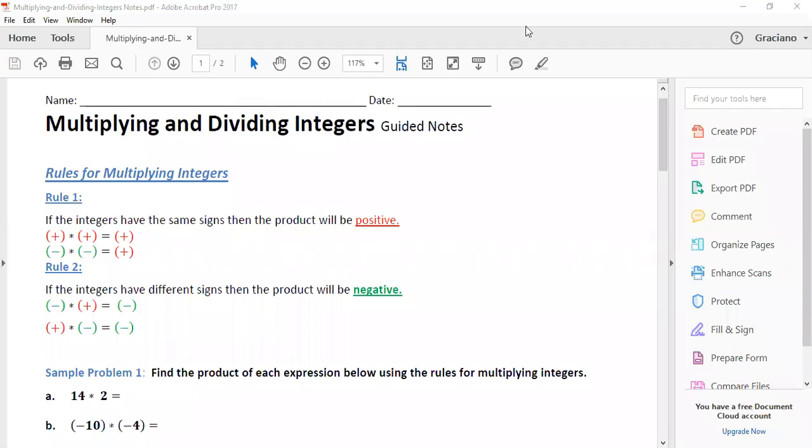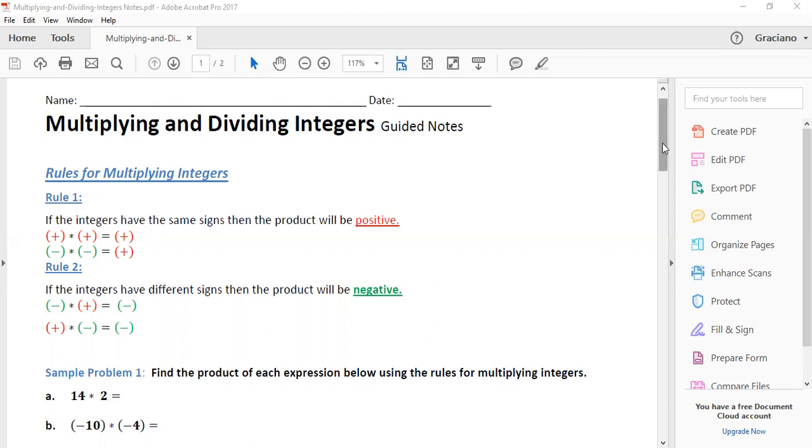Hello everyone. Today we are going to look at the multiplying and dividing integers notes. So please make sure you have that open and ready on your screen before you watch this video. Your multiplying and dividing integers notes are very short and straight to the point, but they should help you to complete the assignments in this lesson.